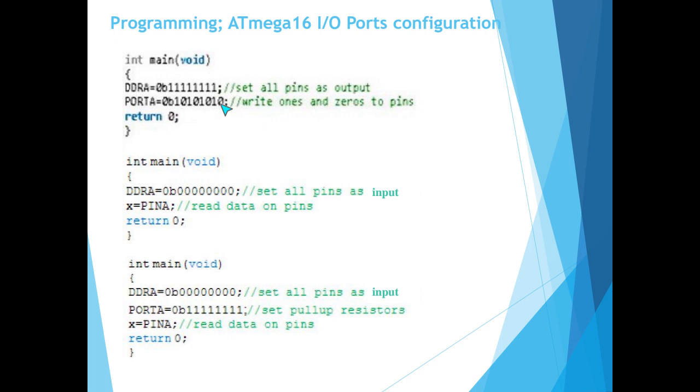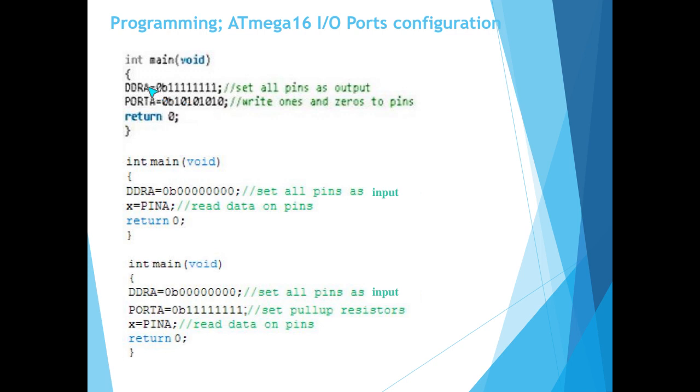Don't forget the semicolon after each statement. PORTA, we said, is related to initializing when the port pins are configured as output. So here 1 means that its initial value is equal to 1, or it has a 5 volt high drive. And 0 means that its initial value is equal to 0.